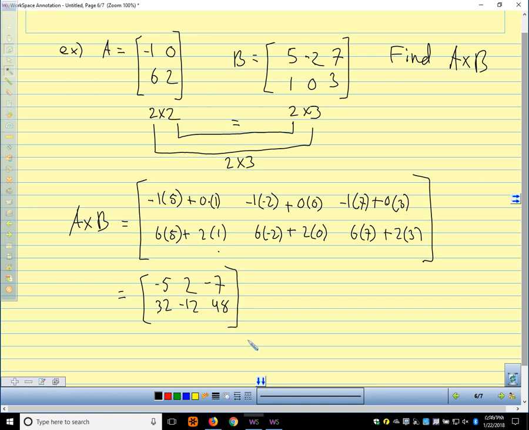Plus 2 times 0. So could we just skip having to multiply and just add it in our head? Yes. I just wanted to show the process explicitly so we see exactly where all the numbers are coming from. So that would be A times B. And my result is 2 by 3.